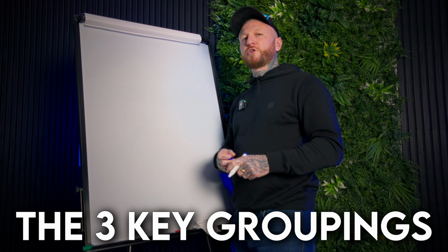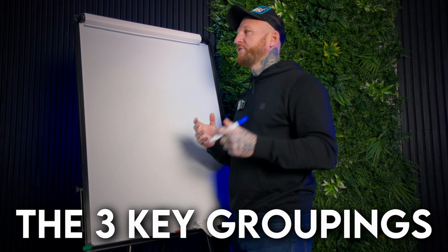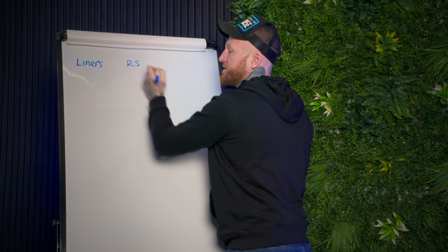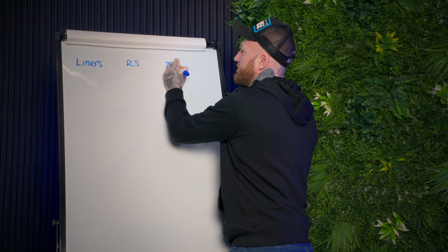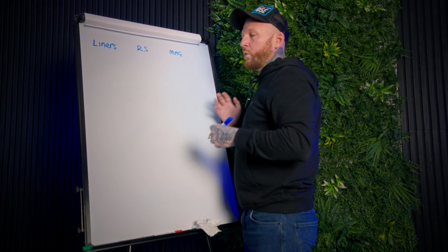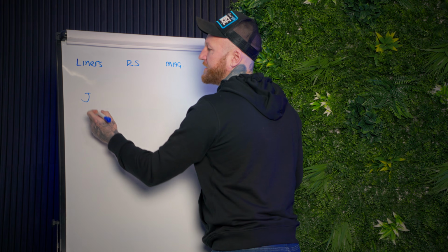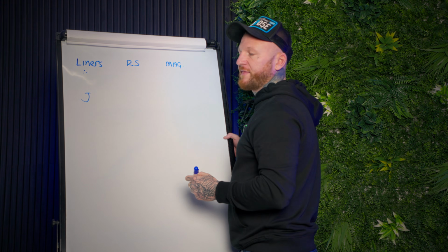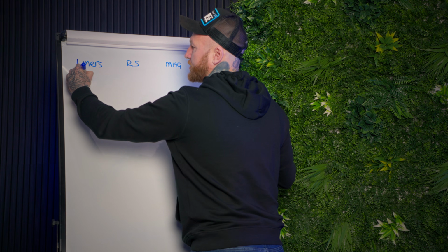You need to focus on 3 key families or types of grouping of needles: liners, round shaders, RS, round shader, and mags. Now, within these, I'm just going to give you a little example. So that's your needle. Let's say a 3 round liner, the points create that sort of pattern. You've got 3 needles and they come to a point, all right?